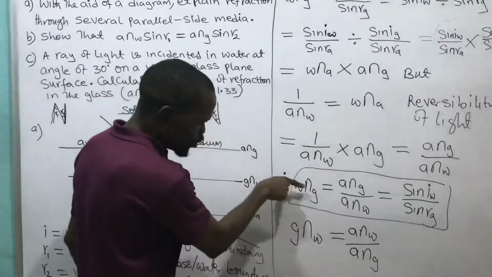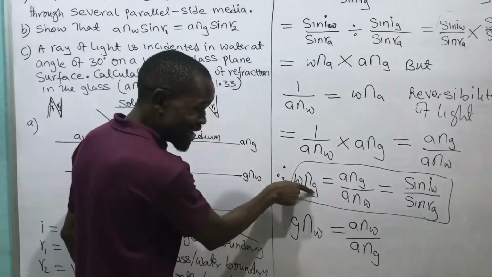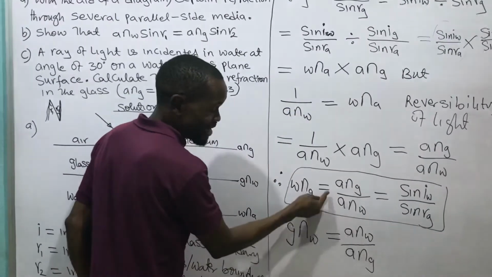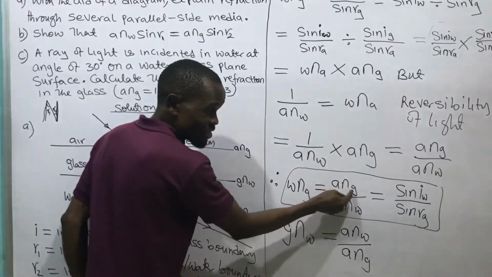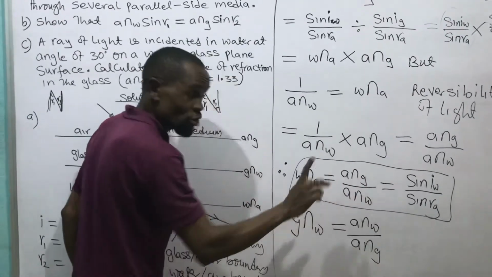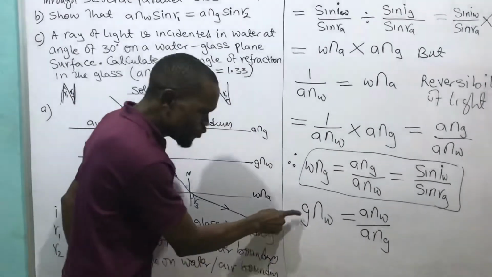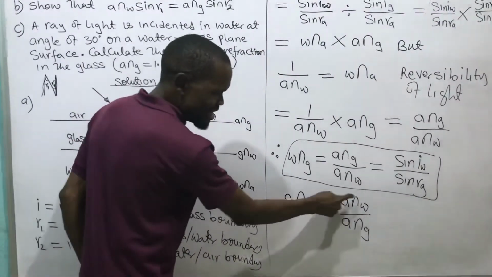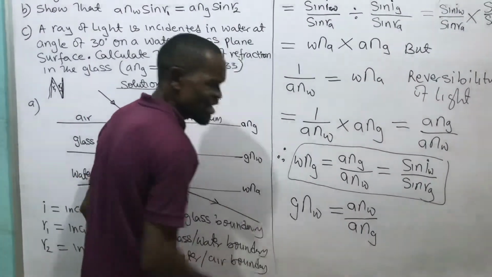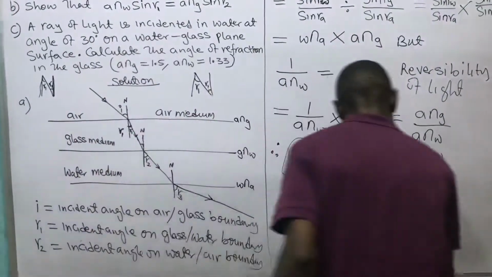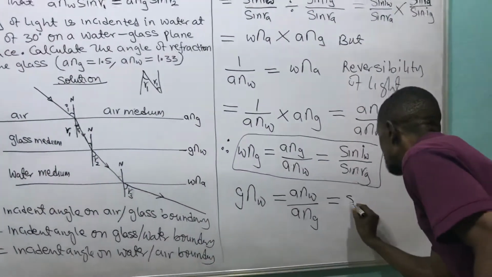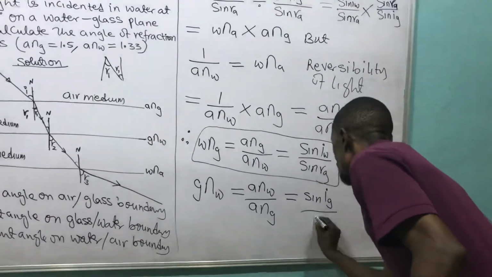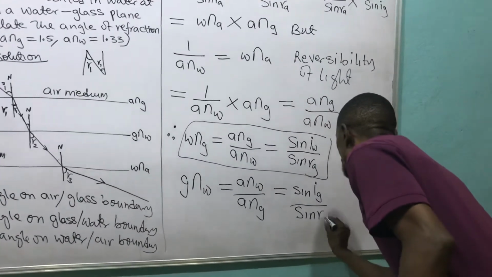So that's what we did now. They are giving us water to glass. I don't have it in my diary. Then we prove it now. Reverse it to be refractive index of glass over refractive index of water. Clear? Then therefore they are giving me glass to water to find: refractive index of water over refractive index of glass, which is equal to sine of incidence in glass all over refraction in water.